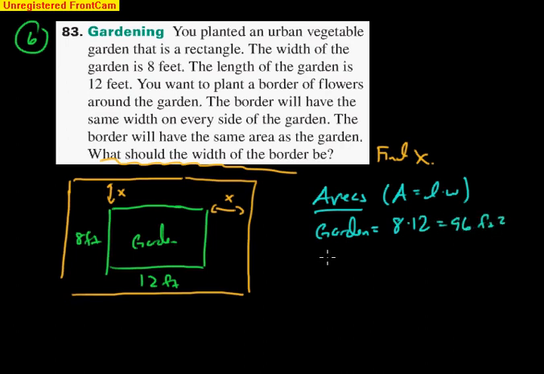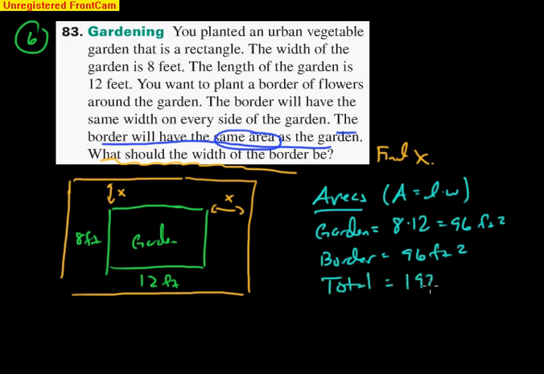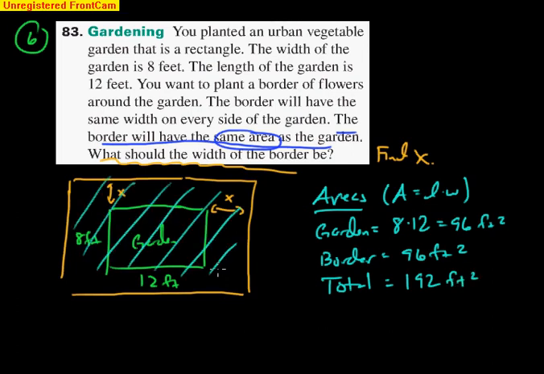That's 96 feet squared. Now, the sentence right here, the border will have the same area as the garden. Well, if the garden has 96 feet squared, then the border also is 96 feet squared, which means the total area is going to be 96 and 96. That is 192 feet squared. So this entire thing is 192 feet squared. So what is the length and width of the entire thing?